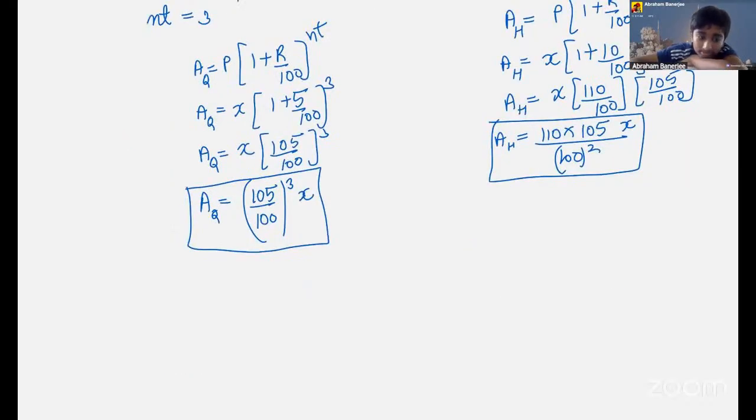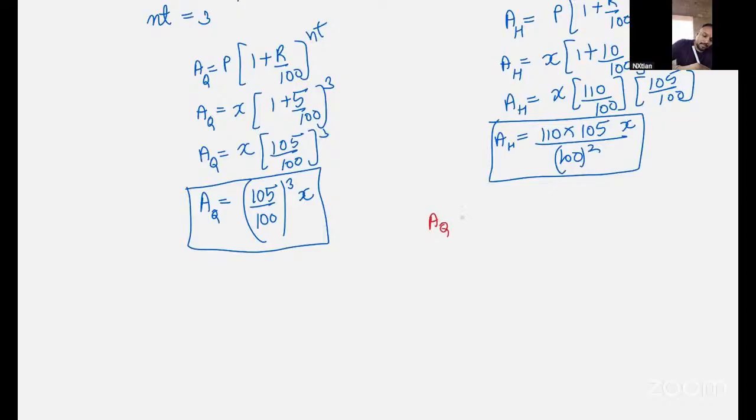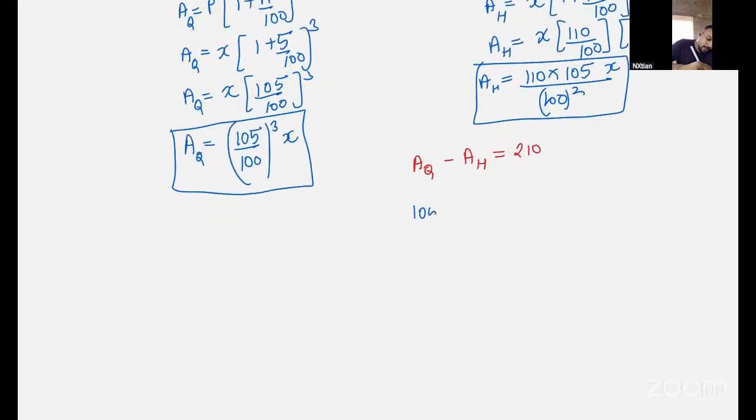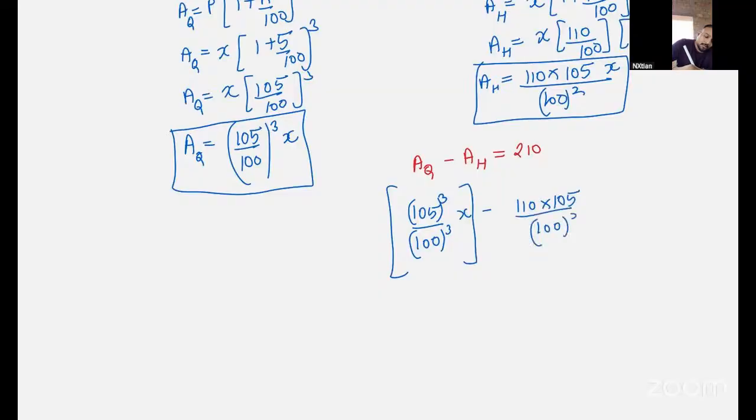Yes, I understood. Okay, so AQ minus AH is equal to 210. Now I will put the value. So AQ is 105 cube upon 100 cube x, minus AH, which is 110 into 105 upon 100 square x, and this is equal to 210.